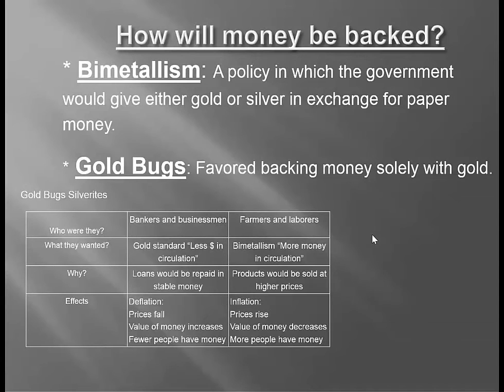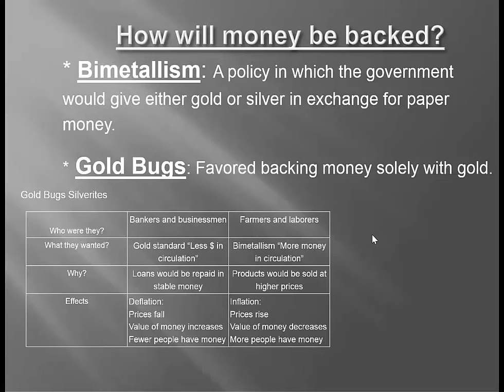The Goldbugs favored backing money solely with gold. At one time we were on the gold standard, gold currency, where you could exchange your money for gold. Well, that kind of went out of favor and went to silver. Some of you, or your parents or grandparents, may have silver certificates. Every once in a while you'll find one, and those could be redeemed immediately for silver at any bank.